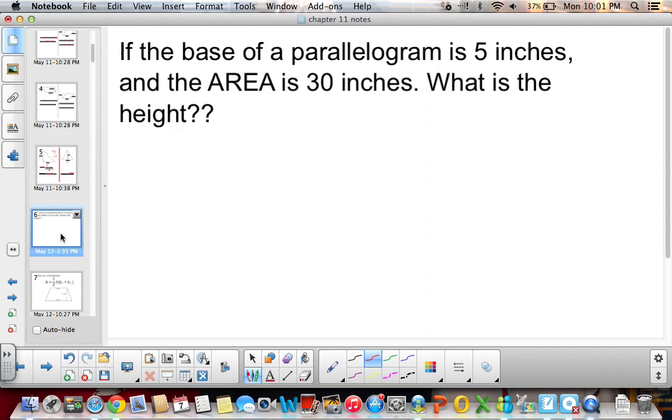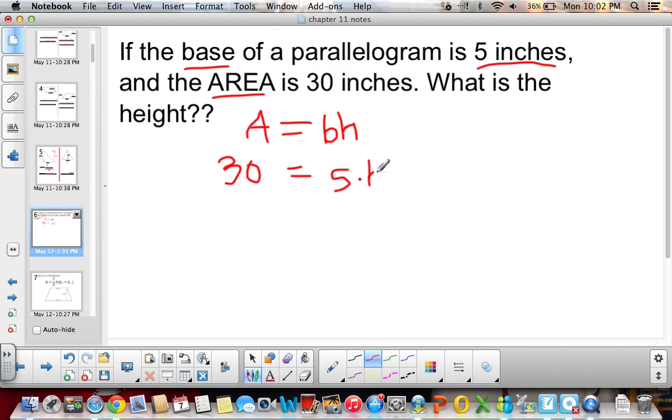If the base of a parallelogram is 5 inches, so this is our base, 5 inches, and the area is 30 inches, what is the height? So we know that if we write it out like this and we plug in what we are given, A equals B times H, base times height, we're given that the area is 30, we're given that the base is 5, and we are looking for the height.